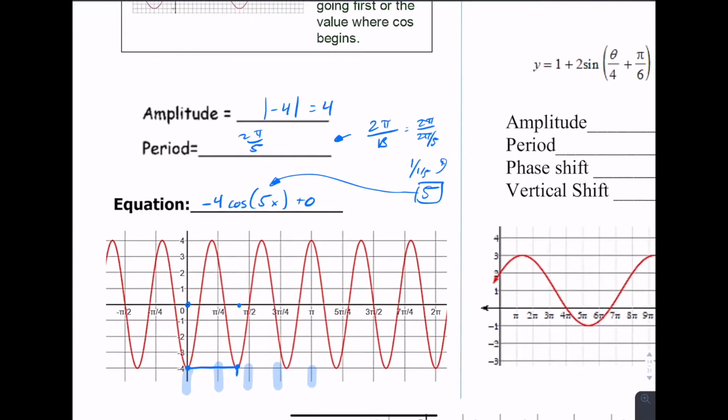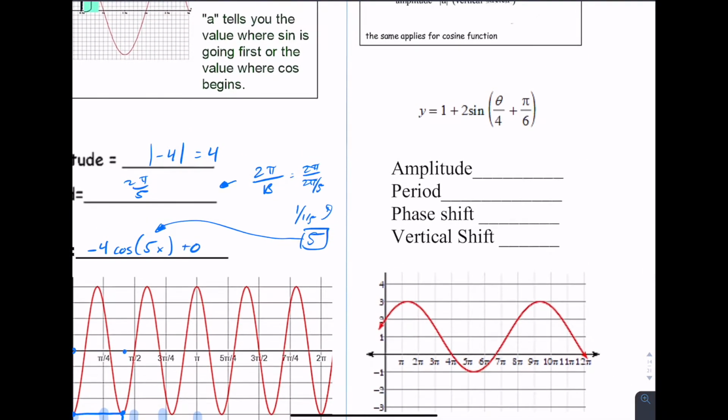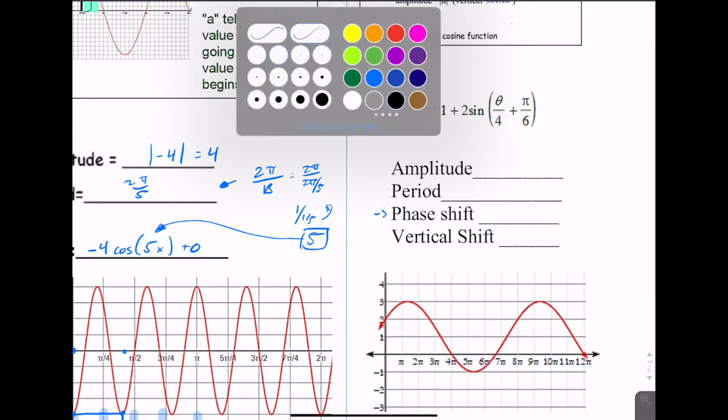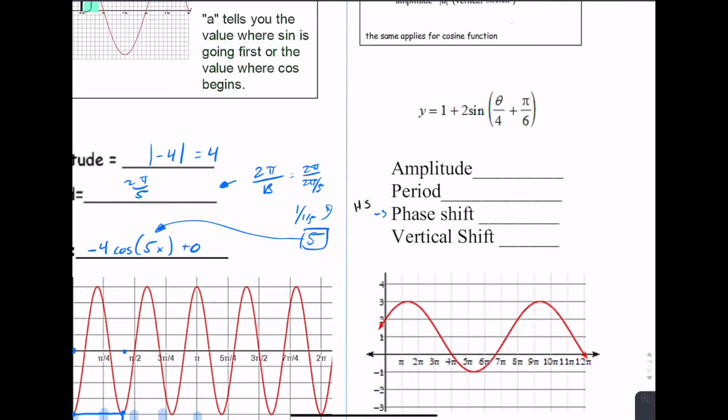Okay? But this is probably the hardest question, so the rest is going to be easy. You can figure out all of these amplitude, period, phase shift, and vertical shift from this question. Now, the phase shift, that's a fancy word for the horizontal shift. Okay, for the horizontal shift, either left or right.